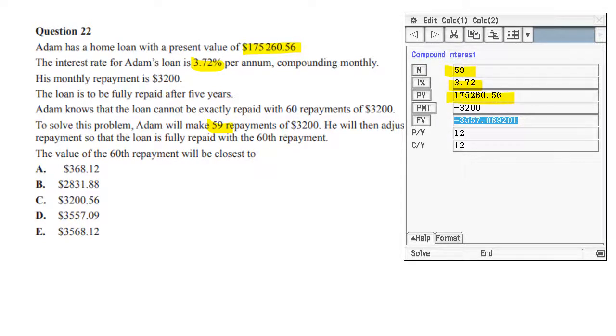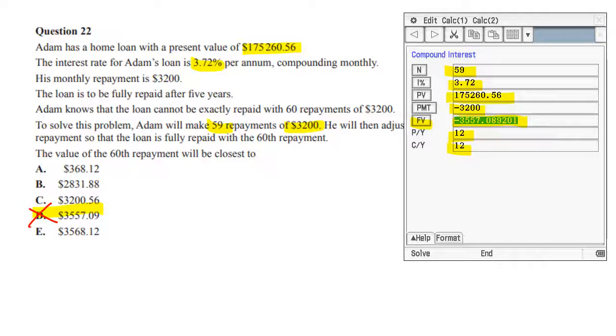It's positive because you imagine you're at the loan right now, and you've got the money from the bank, you've got to pay it back at the end. You've got repayments of 3,200, which is why it's negative 3,200. And it's all monthly, so it's 12s and 12s. And then you press the final value button and you get this, and that looks like D, but it's wrong. And 41% of people chose that answer, and it was wrong.